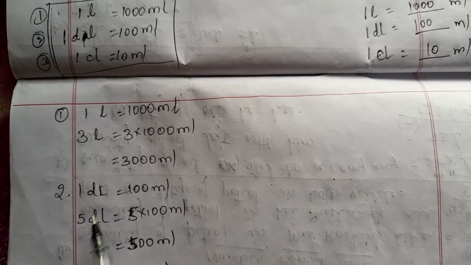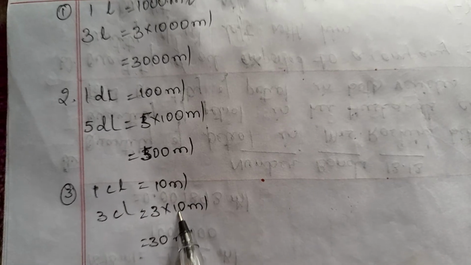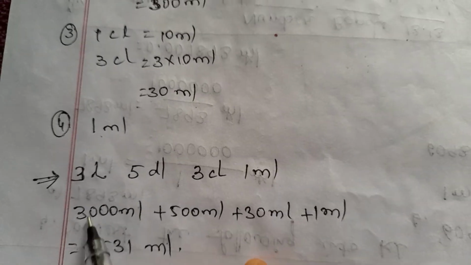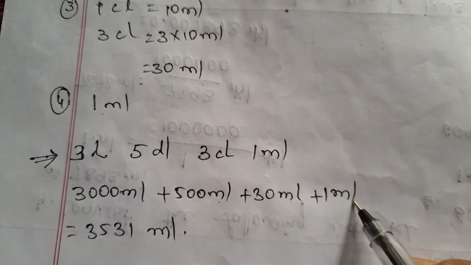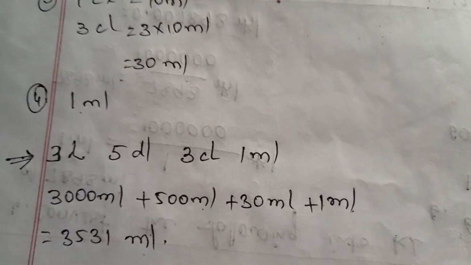So 1 dl equal to 100 ml. For 5 dl it is 5 into 100 ml, 500 ml. 1 cl equal to 10 ml, it is 3 cl equal to 3 into 10, 30 ml. Last is 1 ml according to the question. So we will add all the numbers. So 3 liters it is 3000 ml plus 500 ml plus 30 ml plus 1 ml. It is nothing but, after adding all the numbers, 3531 ml.